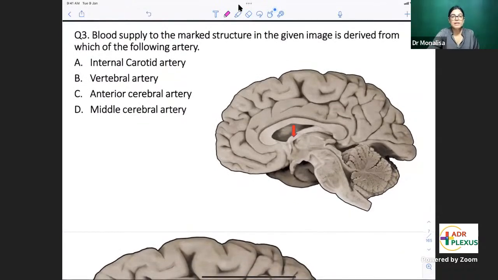And many of the students are definitely giving me the correct answer. So I got an answer from one of the students, Dr. Pragya. So it's ACA. So the correct answer is the ACA. Yes, it is anterior cerebral artery. So the structure is fornix, and fornix gets its blood supply from short medial central branches, or the branches of anterior cerebral artery. So definitely anterior cerebral artery is the correct answer.